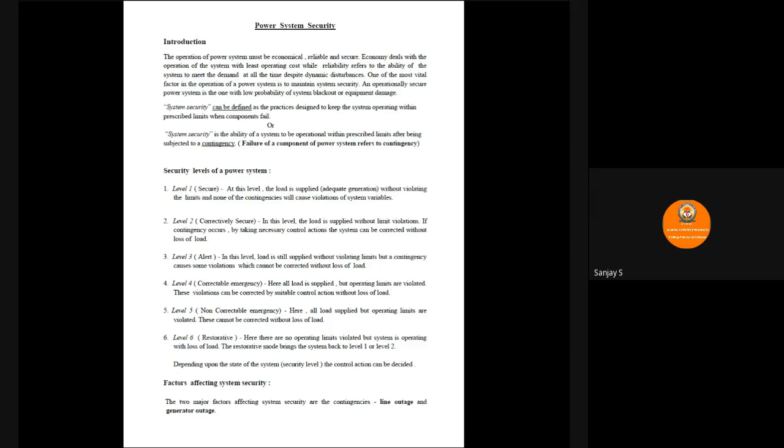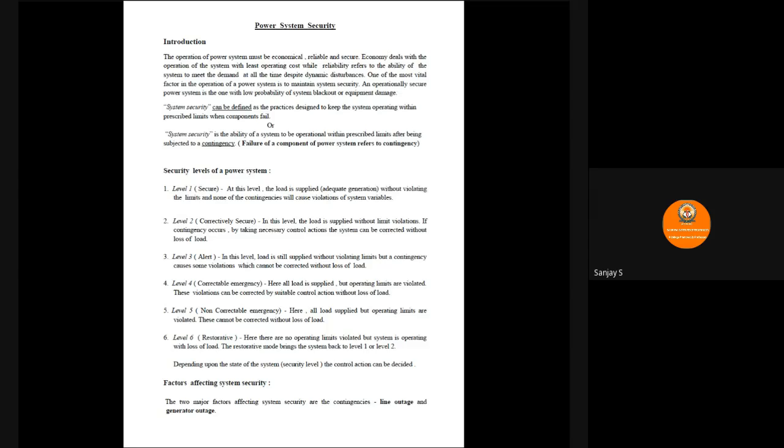Already we have seen the definition of security. Now here, in detail, we'll go with the analysis involved in security. First we have to define the levels of security. Level 1, secure level. At this level, all the loads will be supplied without violating the limits, and none of the contingencies will cause violation of system variables.